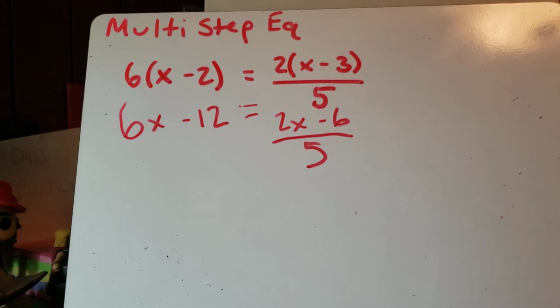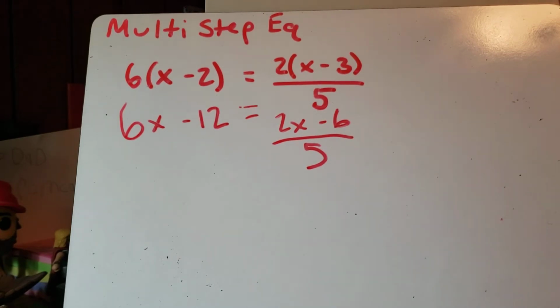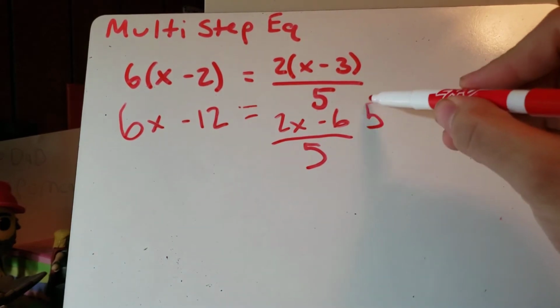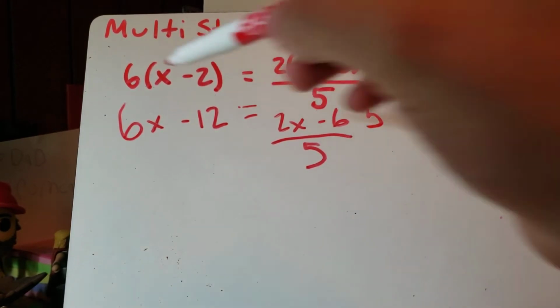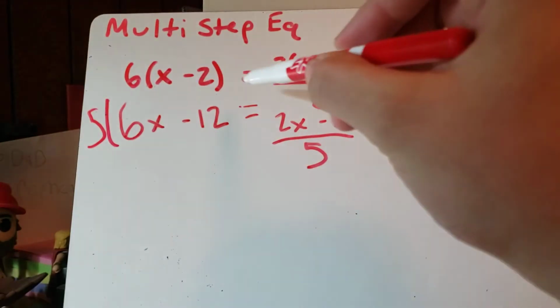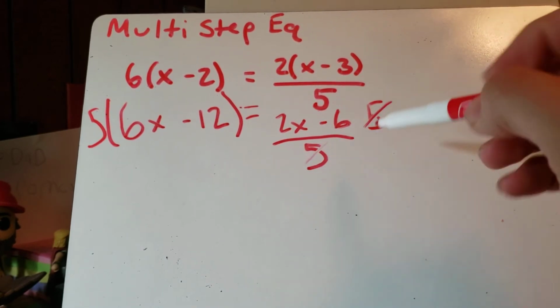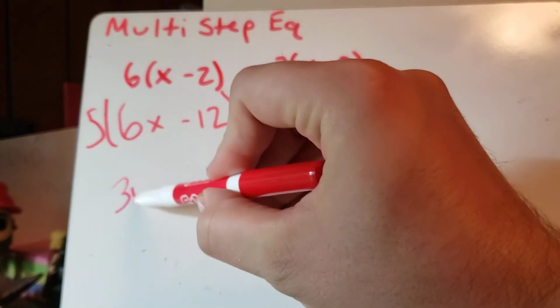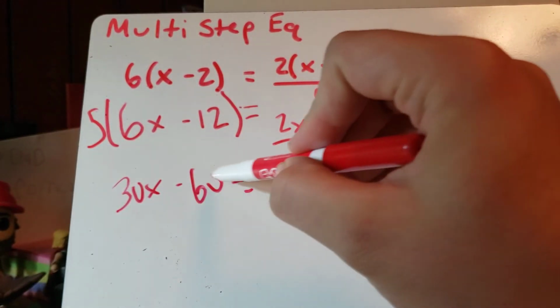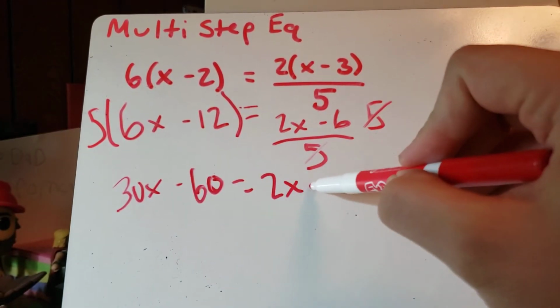Now the next thing that we're going to do, as you can see in this problem, is we do have a denominator. We're going to want to get rid of that because it's really hard to add and subtract things across an equal sign when there is a denominator somewhere. So on this side of the equation here, we're going to have to multiply by 5. And that means we're going to have to multiply by 5 on the other side, which is basically just going to be like a distribution. So we're going to do that. These 5s over here cancel. Over here, we're going to get 30x minus 60. And over here, we've got 2x minus 6.